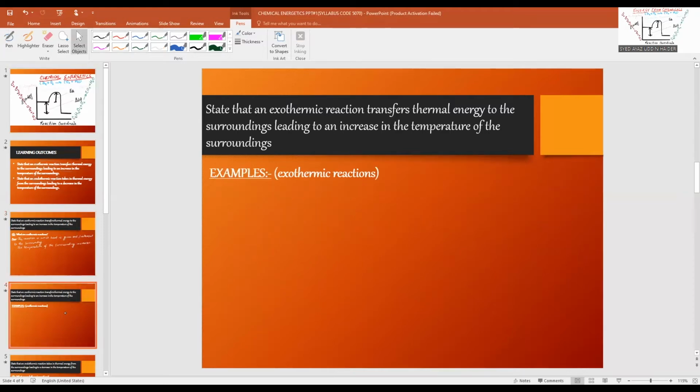Now let's talk about the examples of exothermic reactions. Some examples of exothermic reactions are combustion reactions like methane, burning of carbon, respiration reactions. I'm writing the reaction equations for your convenience. This is a combustion reaction of methane.